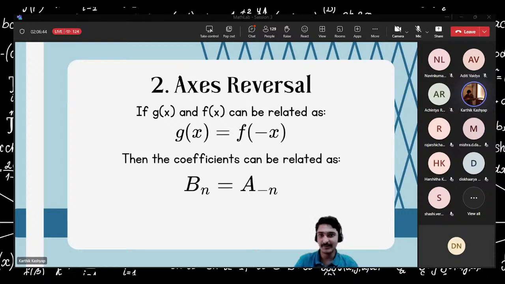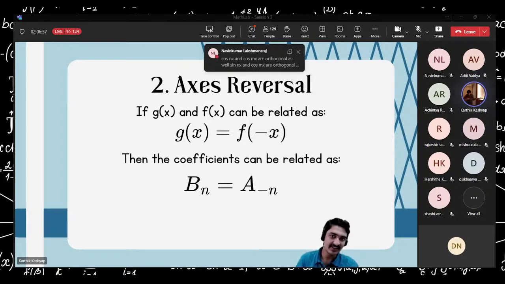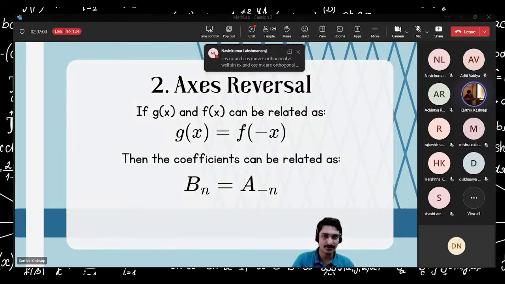So, reversal. Let's say f of x and g of x are such that g of x is f of minus x. Again, we can obtain bn by just equating it to a of minus n. That is reversing the order from which you are taking them, just like how we are reversing the axis. So this is also simple.